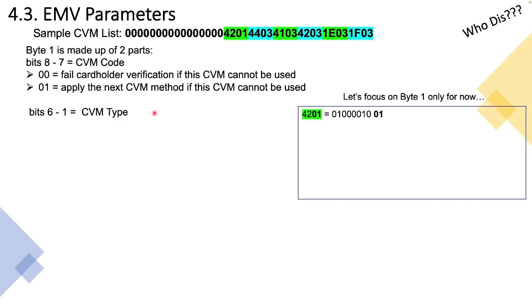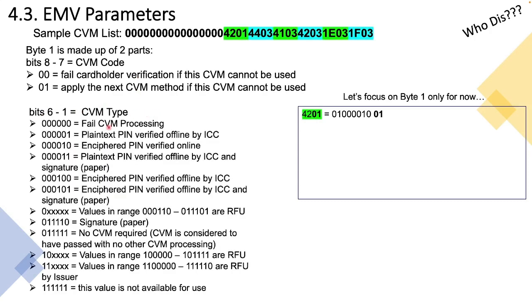Let's look at the bits 6 to 1, which is the CVM type. Here's what they mean. If you've got a value of 000000, it means failed CVM processing.